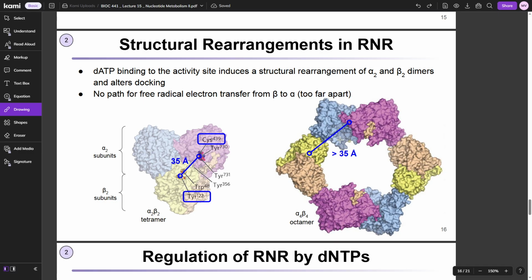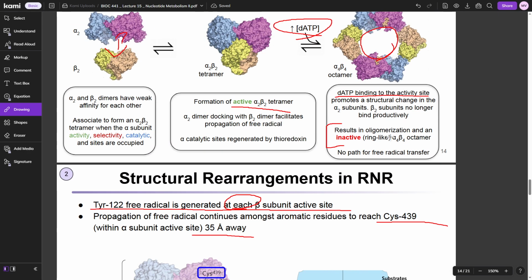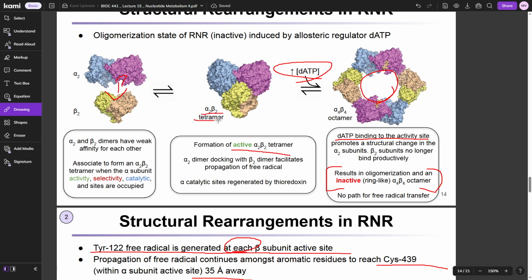You can see when the rearrangement happens, they split way farther apart, so it's no longer 35 angstroms. 35 angstroms is a perfect distance for them to actually jump that radical, but in the alpha 4 beta 4 octamer, it doesn't work anymore. And remember that this octamer is two of these alpha 2 beta 2 things combining, right? That's the inactive form. Basically, two of these RNR complexes combine to form the inactive complex.